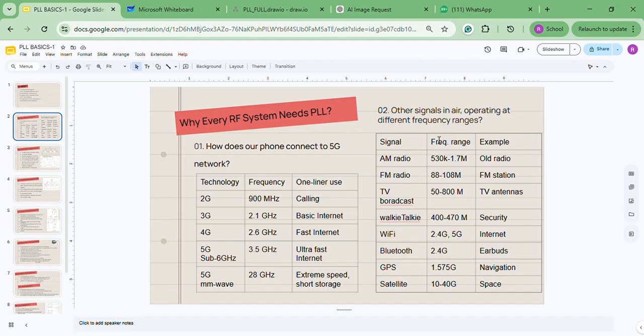So our air is basically slotted into different fragments to support our wireless communication. How that frequency is getting tuned to our device, that is where the PLL comes in. Our device needs a PLL to tune itself to a particular range of frequency.